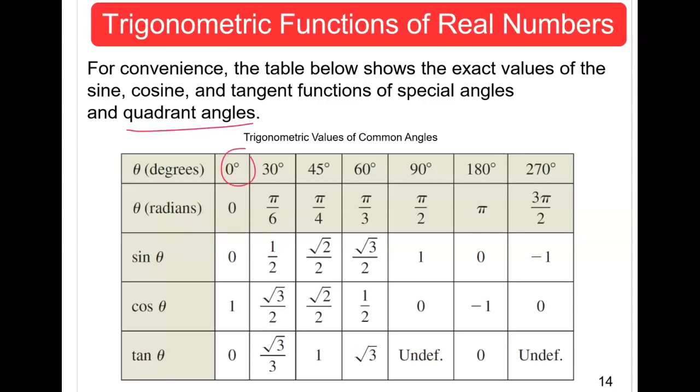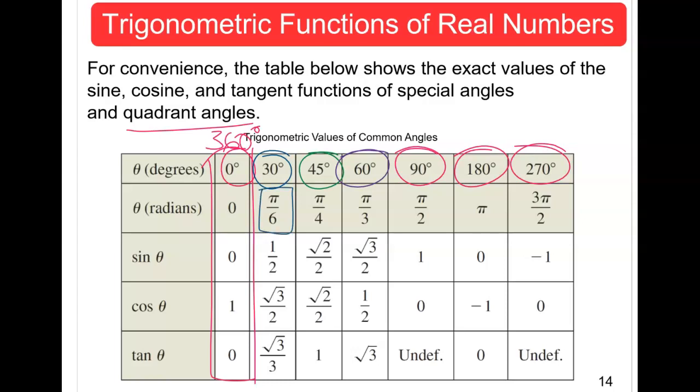Those are 0, 90, 180, and 270. And of course, if we were to put 360, because it is after completing one revolution, the values will be the same as the ones for 0 degrees. Okay, so we have the special angles that we've been discussing a lot: 30 degrees, 45 degrees, and 60 degrees. So make sure you remember that 30 degrees is pi over 6, 45 degrees is pi over 4, and 60 degrees is pi over 3.